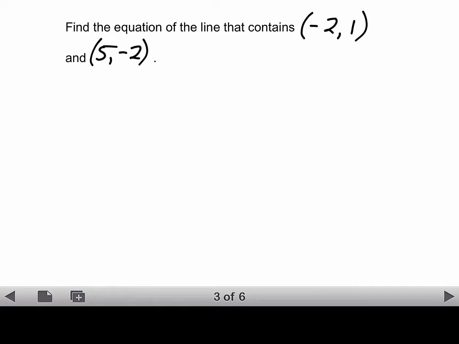Next we have: find the equation of the line that contains (-2, 1) and (5, -2). Let's step back a minute though.